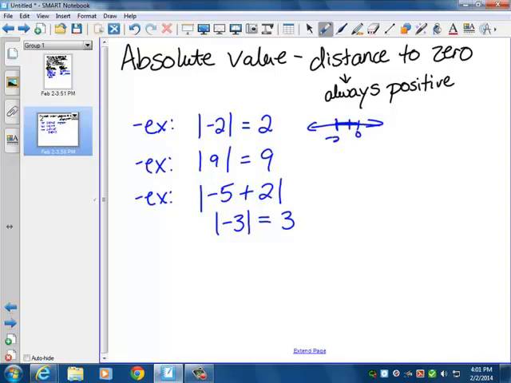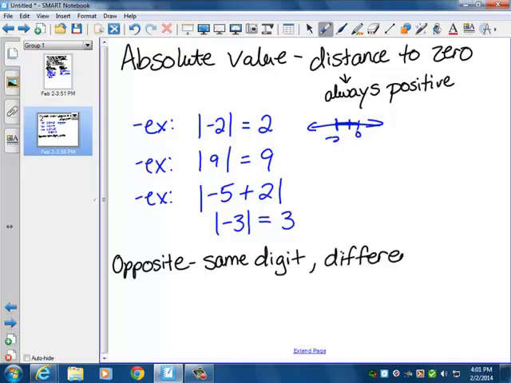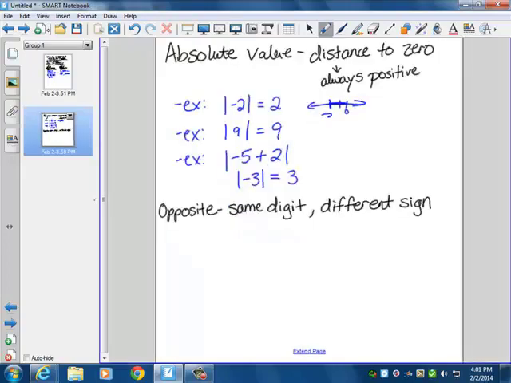Now, that's going to be a little different from taking the opposite of something. Opposite is when we have the same digit, but the different sign. Same digit, different sign.